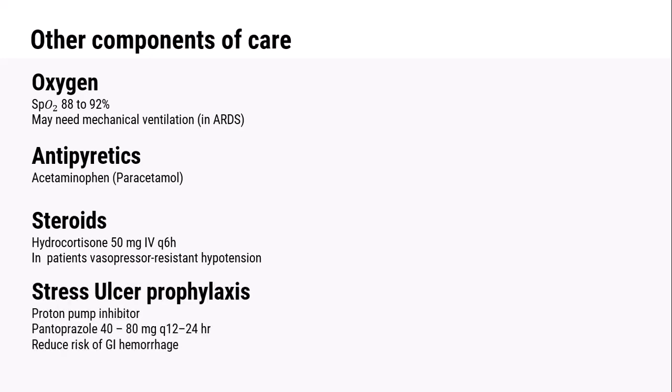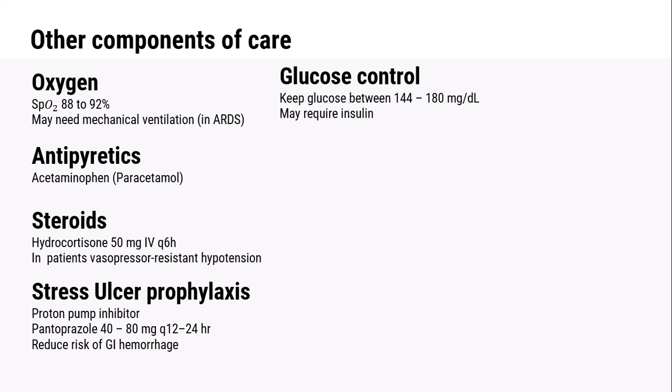Proton pump inhibitor treatment may be necessary to prevent stress ulcers. Hyperglycemia and insulin resistance are common in septic shock. The goal with glucose control is to keep the blood glucose level between 144 to 180 milligrams per deciliter. If it's possible, always choose to feed the patient enterally.